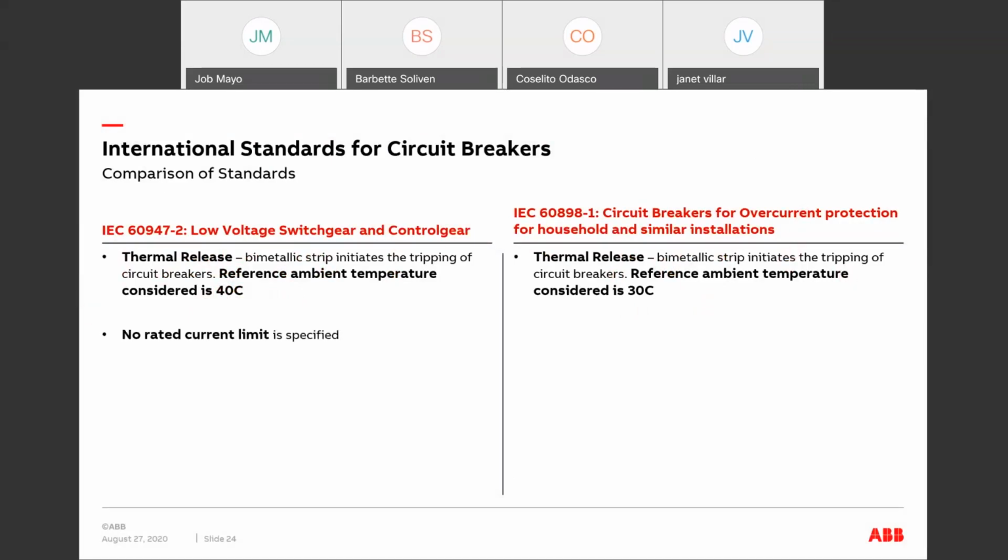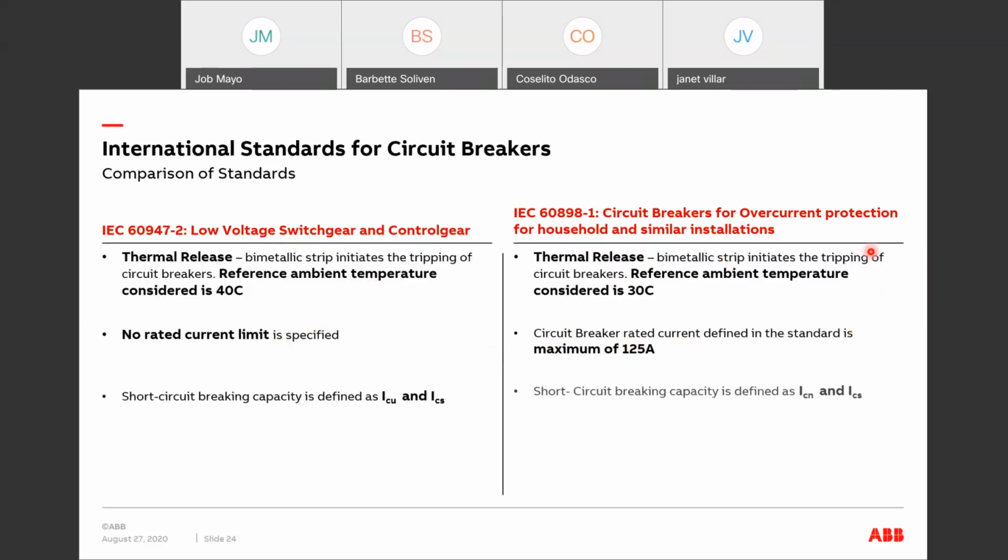So for 947-2 circuit breakers, there is no rated current limit specified. But as we all know, for air circuit breakers, I think the largest rated current that we have is 6,300 amps. So it depends. On the other hand, for 60898-1, the circuit breaker rated current defined in the standard is a maximum of 125 amps.